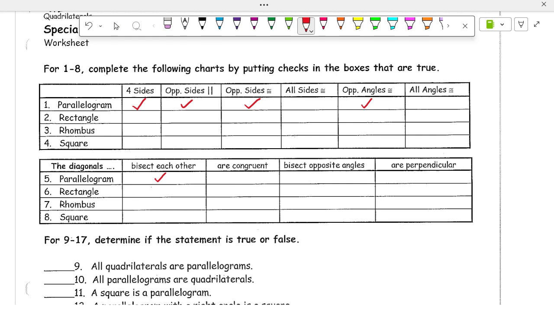Does a rectangle have 4 sides? Yes or no? Yes. Group 2, are the rectangle's opposite sides parallel? Yes. Group 4, are the opposite sides congruent? Good. Group 5, are all sides congruent? No, not in a rectangle. Group 6, are opposite angles congruent?